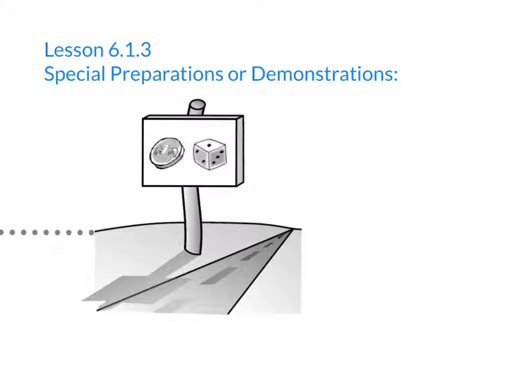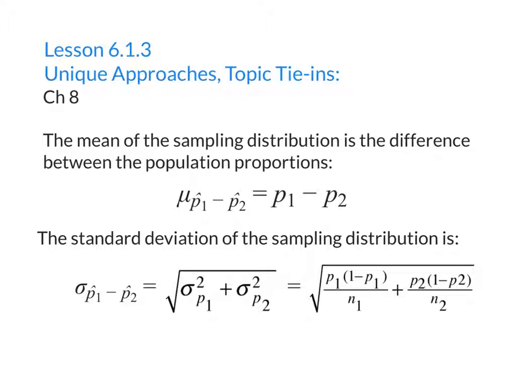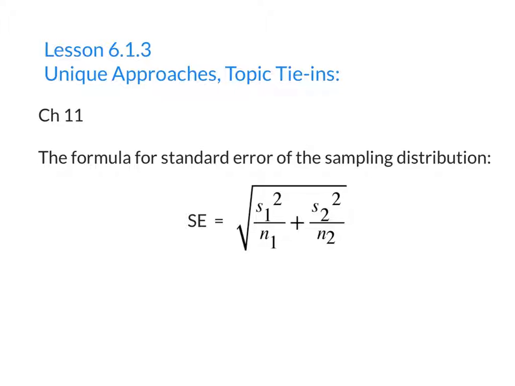In this lesson, you want to have dice and coins available, either real or virtual, for tossing. Adding and subtracting distributions of random variables is the underpinning of the variance of the sampling distribution for the difference of population proportions found in Chapter 8 and for the difference of population means found in Chapter 11.